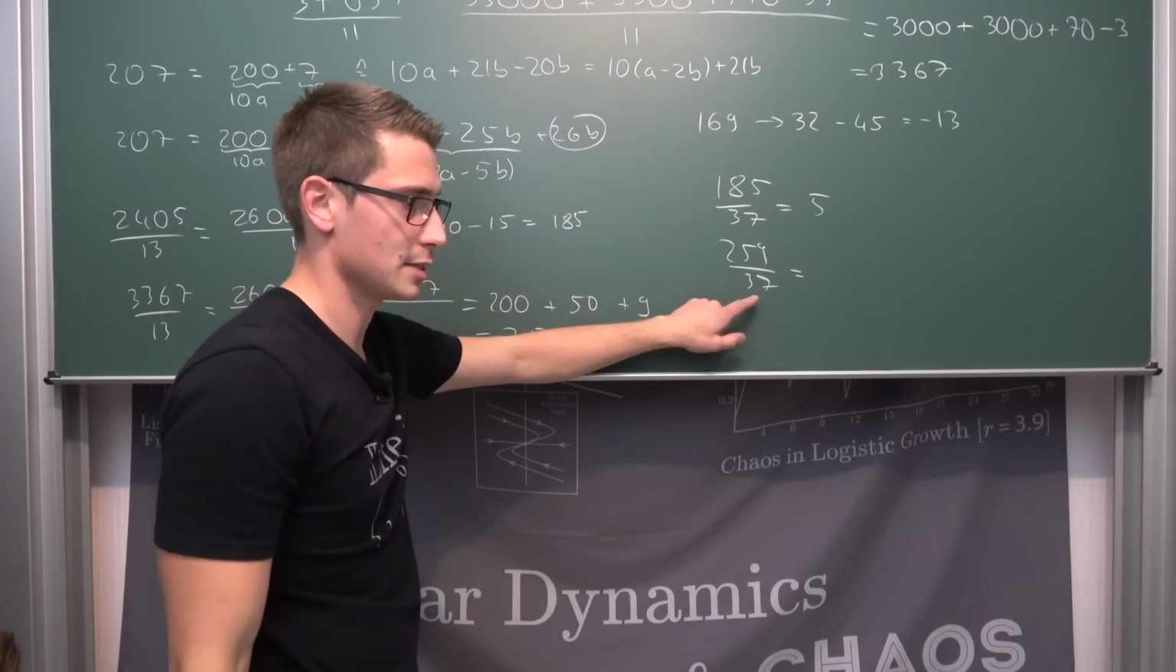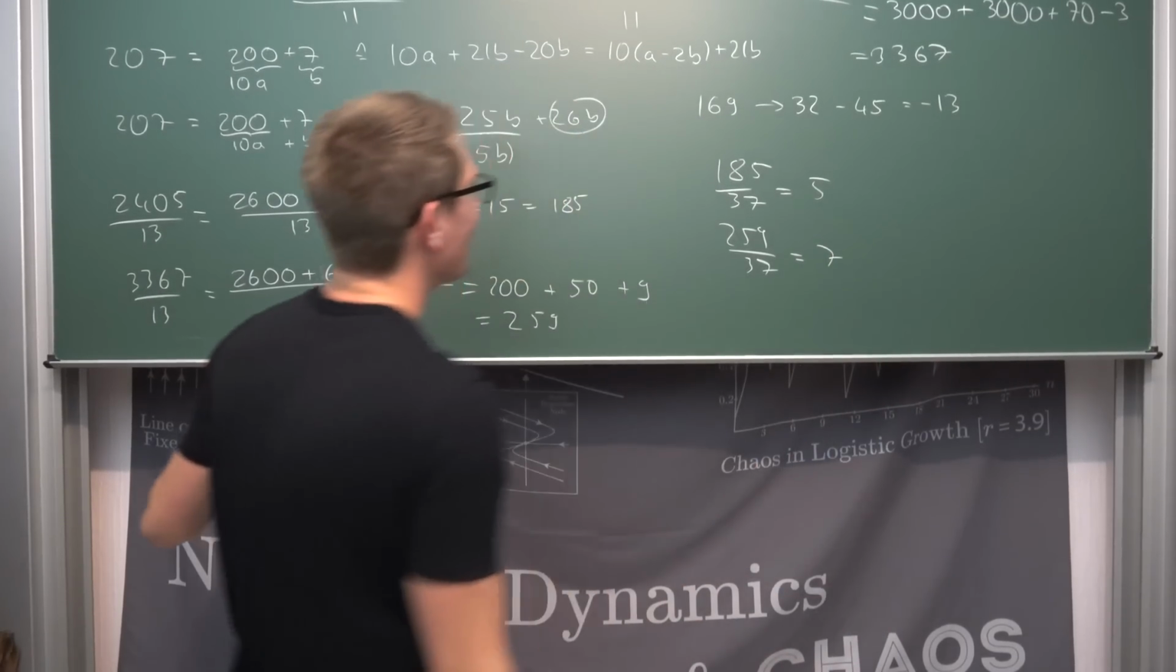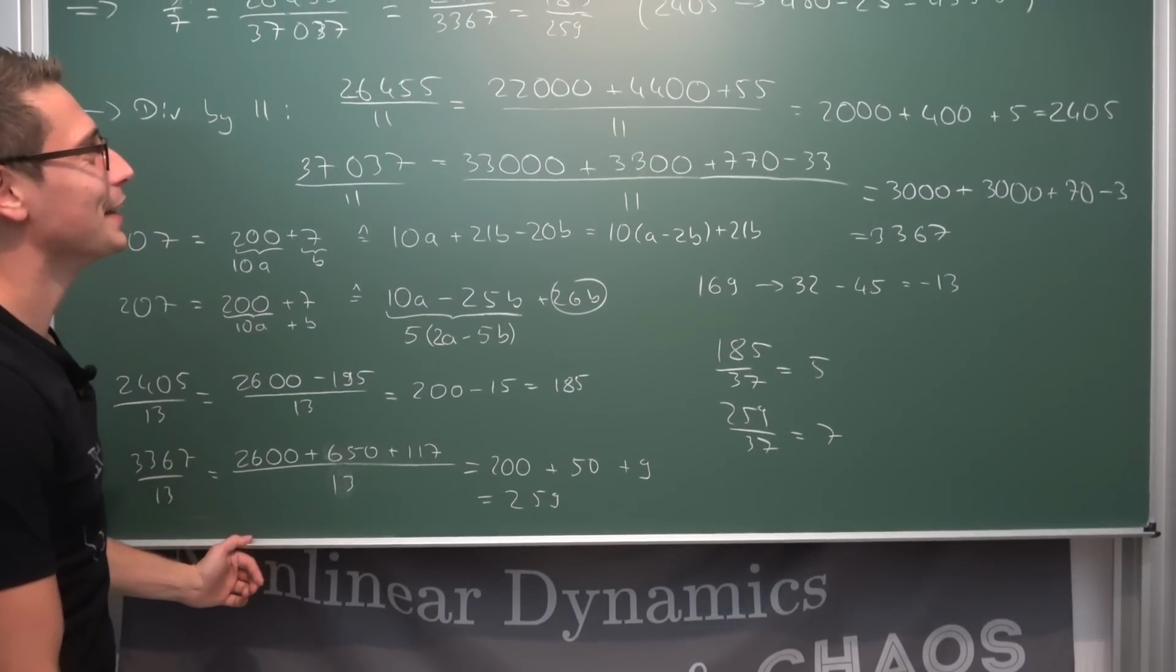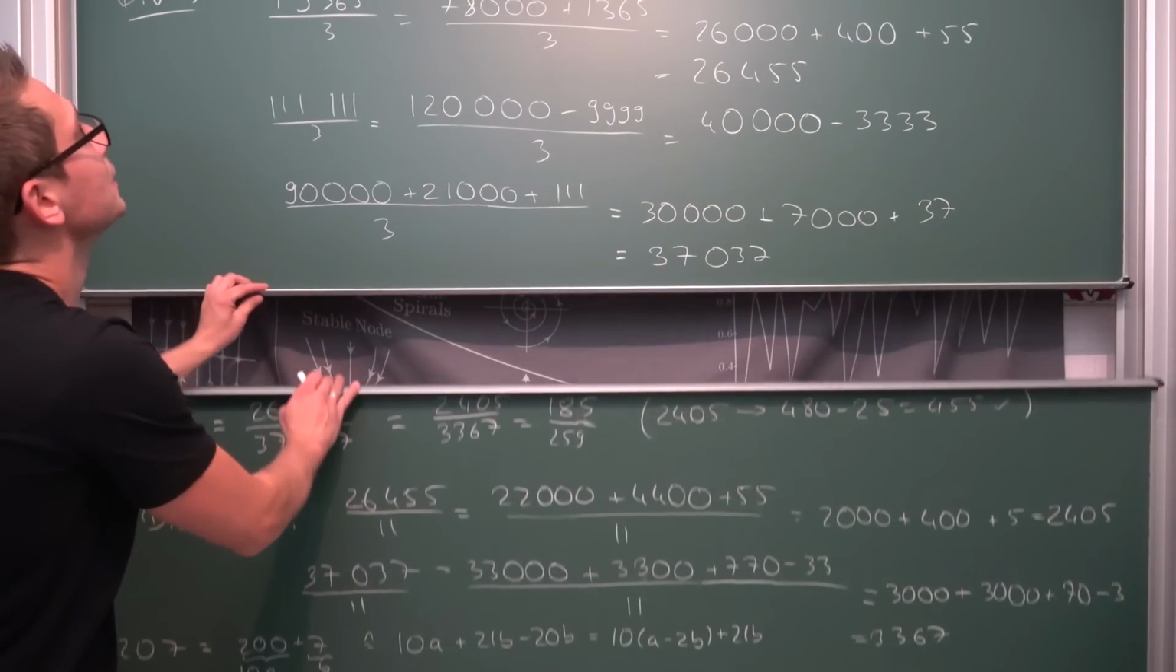7 times 30 is 210. 7 times 7 is 49. Yes, works out nicely. And we are done. We have found out all the prime factors. Namely, what we got up here.